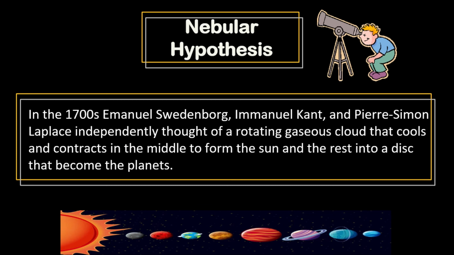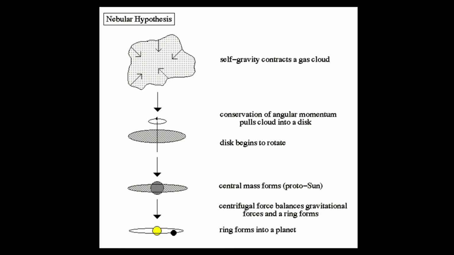So, first is the Nebular Hypothesis. Okay, so in the 1700s, Emanuel Swedenborg, Immanuel Kant, and Pierre-Simon Laplace independently thought of a rotating gaseous cloud that cools and contracts in the middle to form the sun and the rest into a disk that become the planets. So, tingnan natin si Nebular Hypothesis.